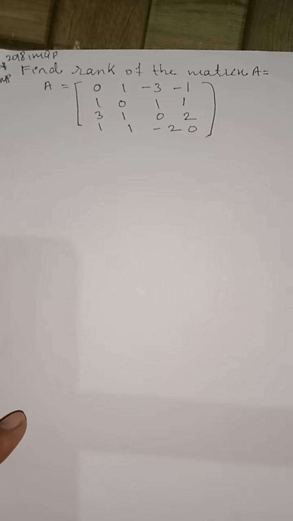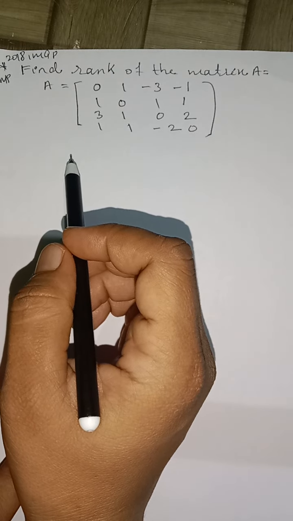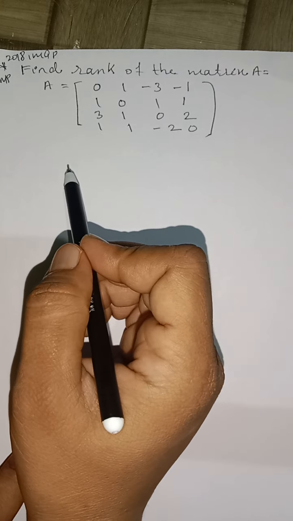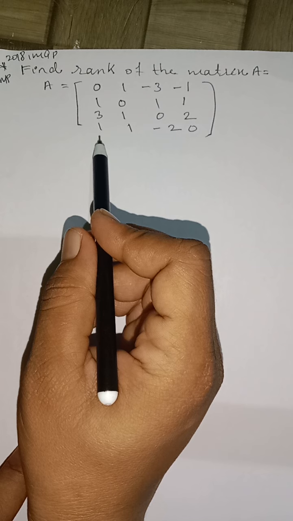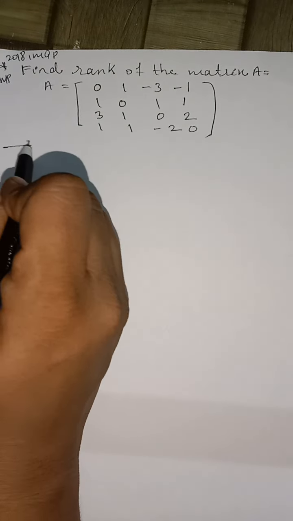Hello students, let us solve an example on module 5 linear algebra to find the rank of the matrix, where the rank of the matrix is defined by the number of non-zero rows after reducing it into row echelon form. So how do we convert the given matrix into echelon form? You have to follow some steps.